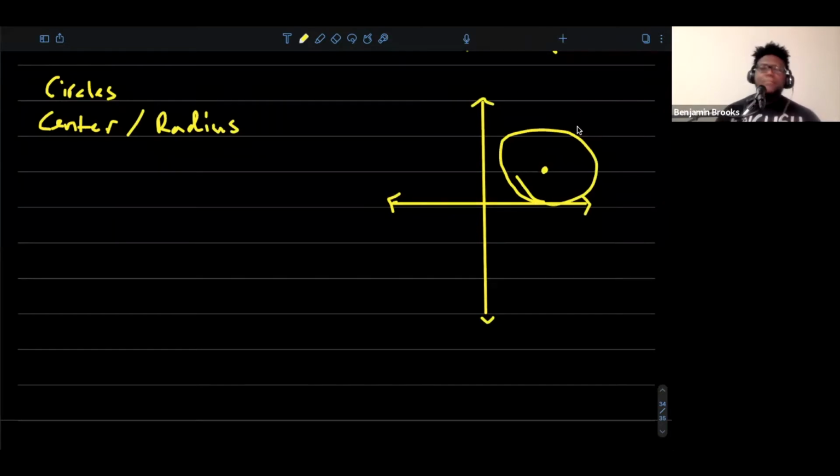All right. But let's say that this is the point, I don't know, let's say this is 4, and let's say this is 2, and this is the XY plane.